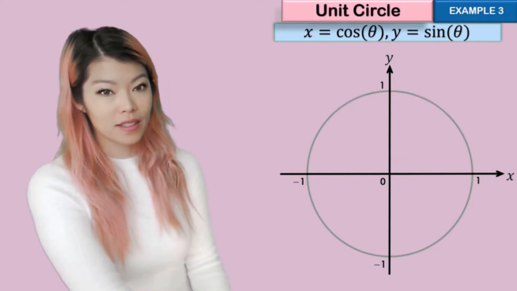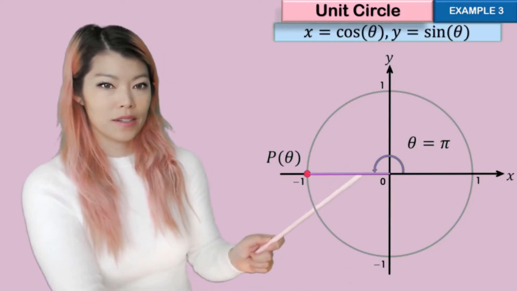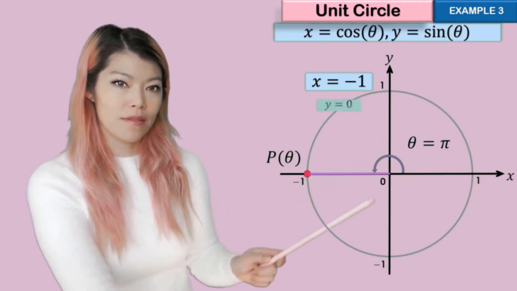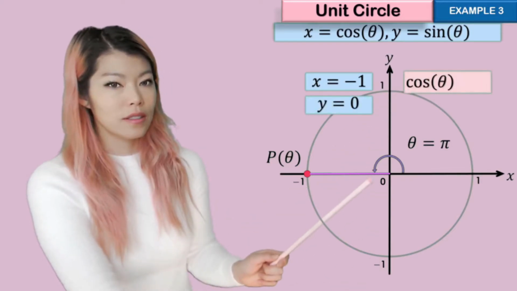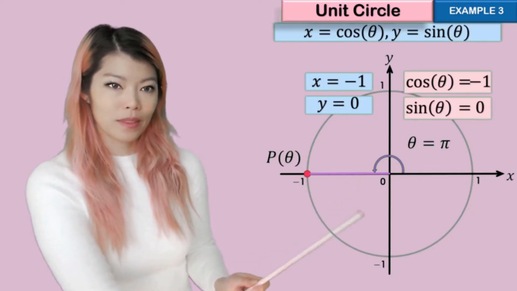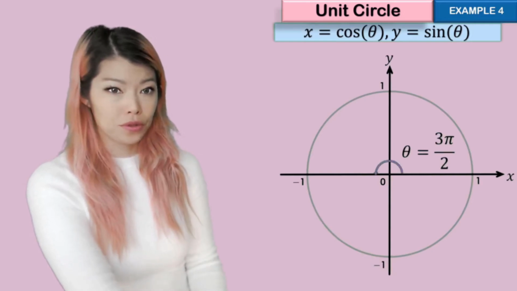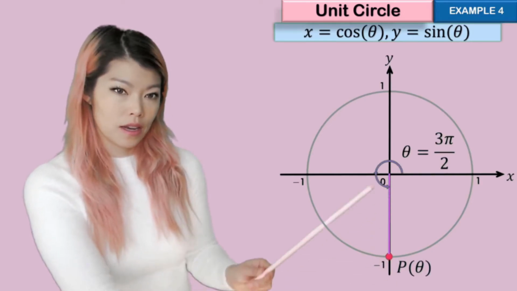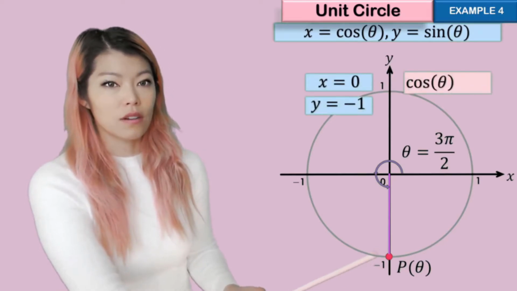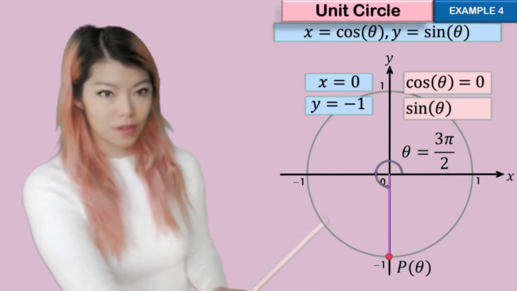Where do you think we'll go next? You probably guessed it. We're going all the way to 180 degrees or pi. So here we have our x value is -1 and our y value is 0. So cos is -1 and sin is 0. Then we travel all the way to here, 270 degrees or 3 pi on 2. And we can see that over here our x value is 0, our y value is -1. So our cos is 0 and our sin is -1.